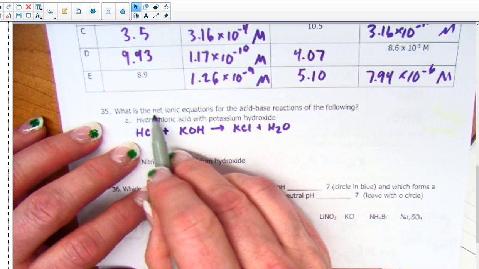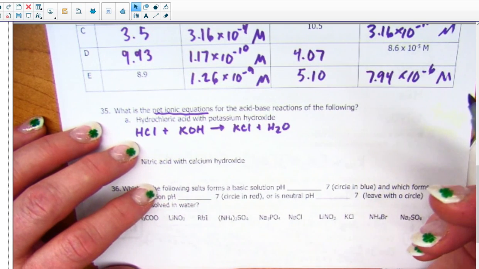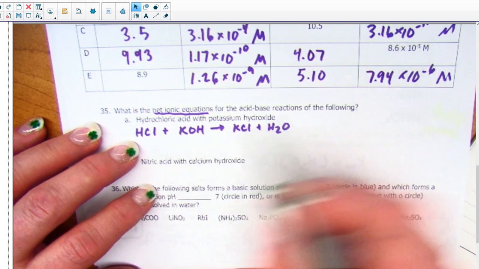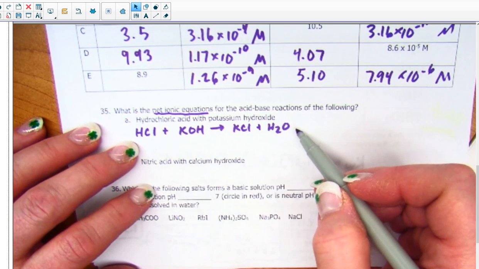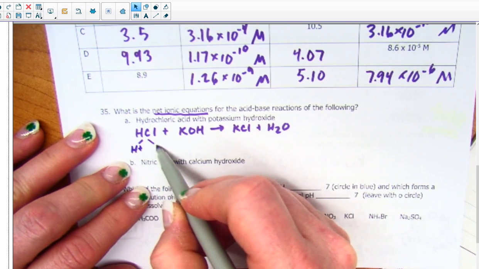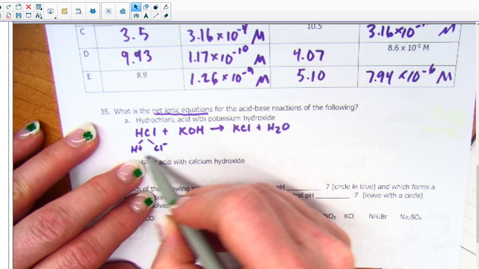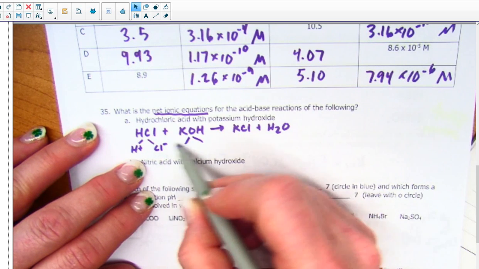Now it said, what is the net ionic equation? So this has caught a lot of people on the homework, so be careful. It says net ionic equation. This is the regular equation. It's balanced, but it's not the net ionic. Net ionic says, okay, HCl is going to split into H plus and Cl minus, and it's aqueous, but this marker does not write that small very well, so I'm not going to write it.